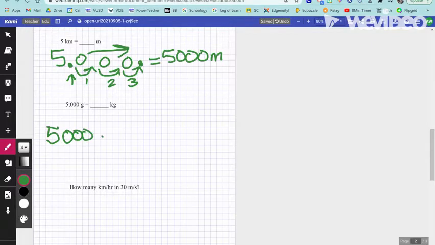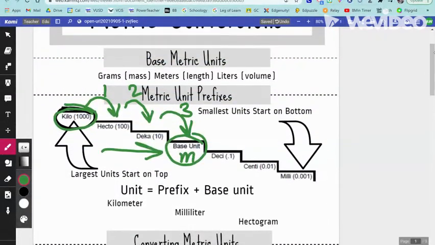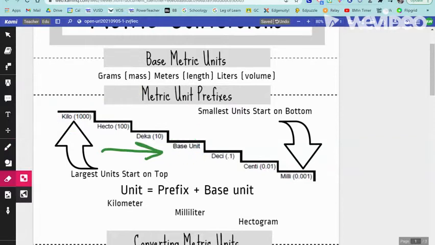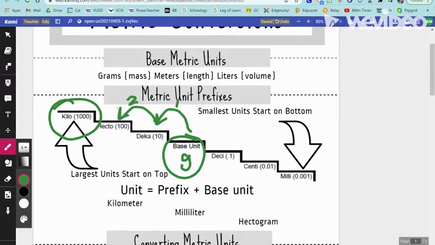So in this one, we are starting out with 5,000 grams, and we want to get to kilograms. So let's go back up to our step. And this time, we are starting with grams, and we want to get to kilo. So we're moving left. 1, 2, 3 to the left.